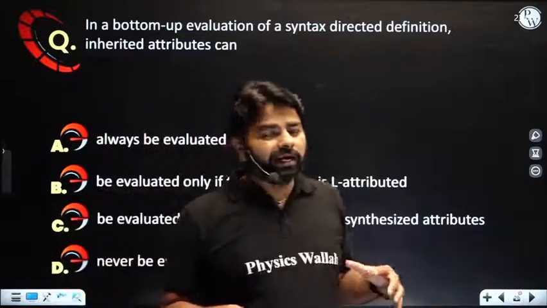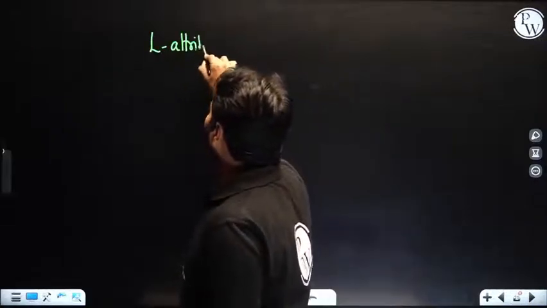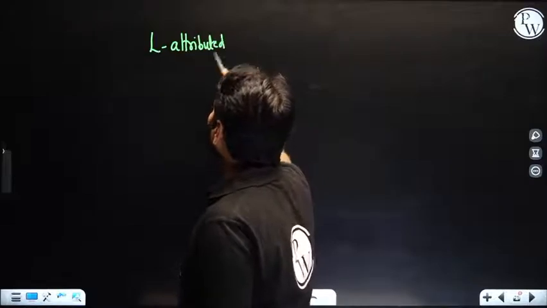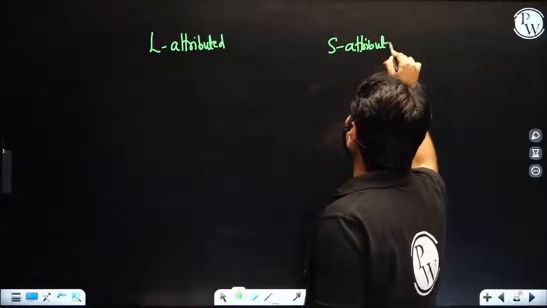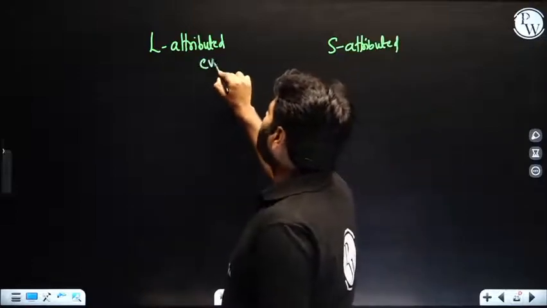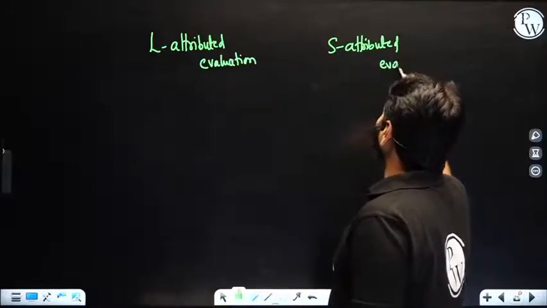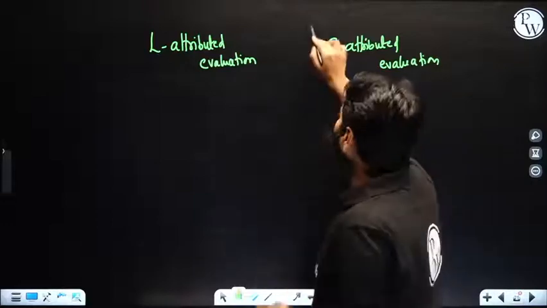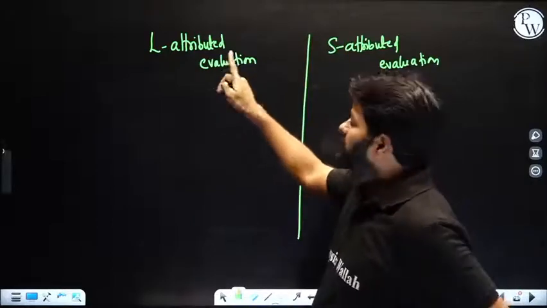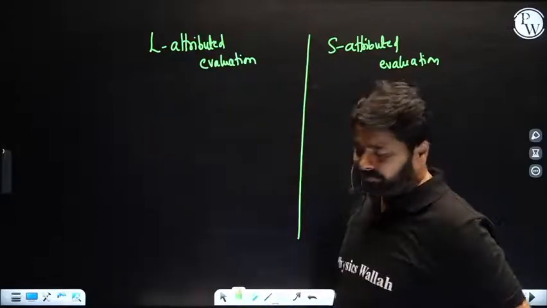So when you look at L-attributed, let me first explain what is happening. L-attributed grammars are a concept, and S-attributed is a concept too. In both of them, we have evaluations. You can call it L-attributed evaluation and S-attributed evaluation. If you are doing evaluation with S-attributed grammar, you call it S-attributed evaluation, and with L-attributed grammar, L-attributed evaluation.